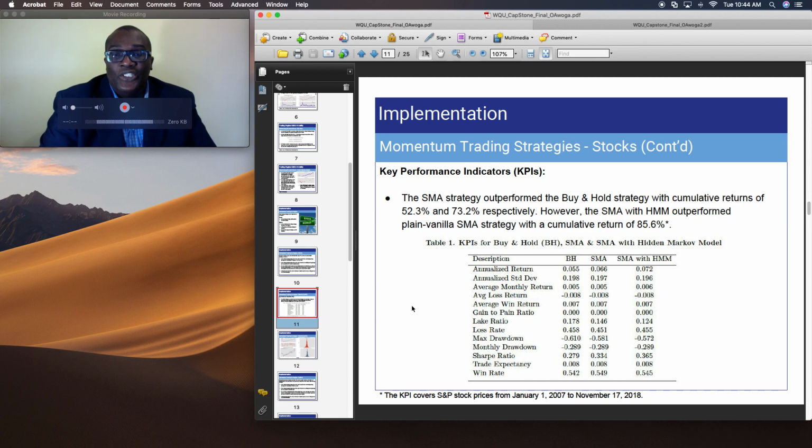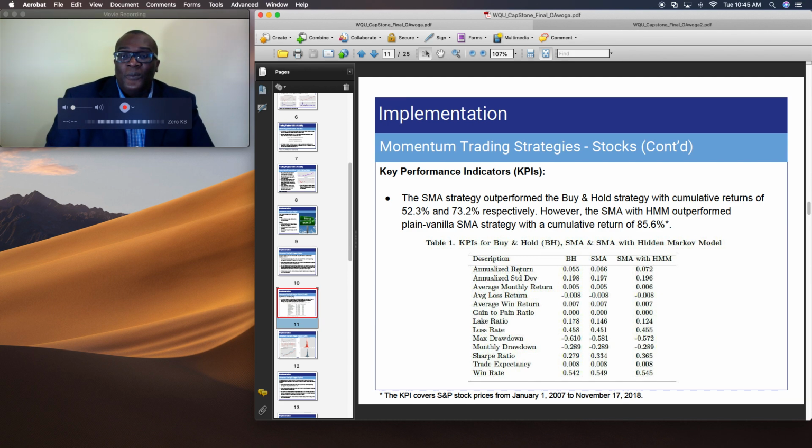Based on our implementation, the simple moving average strategy outperformed a buy and hold strategy with a cumulative return of 73.2% for the SMA strategy and 52.3% for the buy and hold. A buy and hold is when you buy a stock for the long term and you do not trade it repeatedly throughout the life of the investment. However, when we implemented the simple moving average technique with the HMM signal affecting our signal, as discussed previously, we generated an even better return of 85.6%.